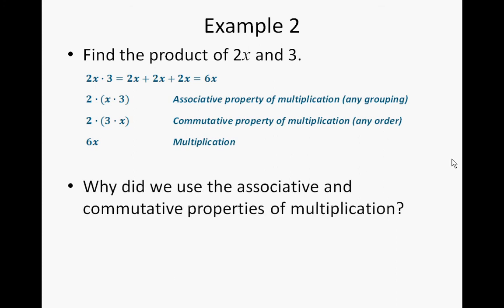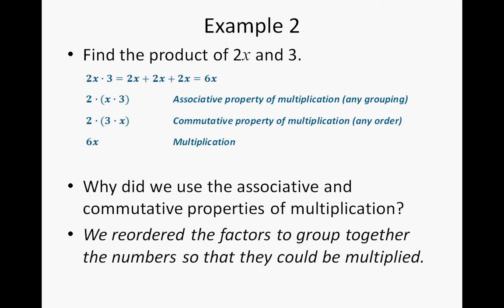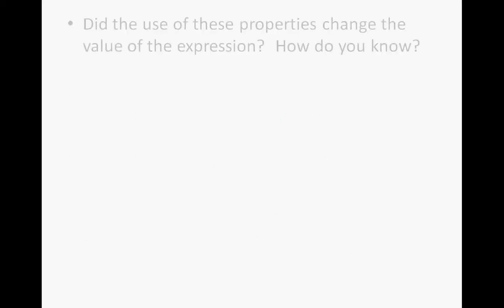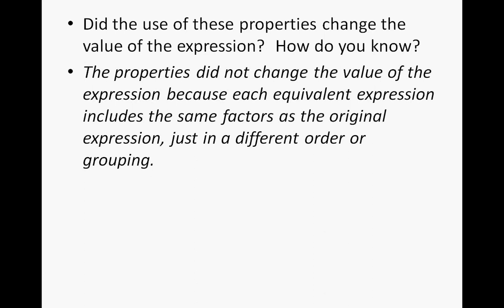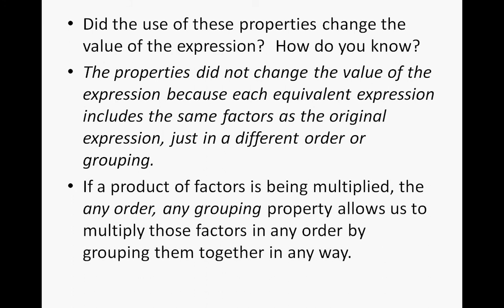So why did we use the associative and commutative properties of multiplication? Well, we reordered the factors to group together the numbers so that they could be multiplied. Did the use of these properties change the value of the expression, and how do you know? Well, the properties do not change the value of the expression because each equivalent expression includes the same factors as the original expression, just in a different order or grouping. If a product of factors is being multiplied, the any order, any grouping property allows us to multiply those factors in any order by grouping them together in any way.